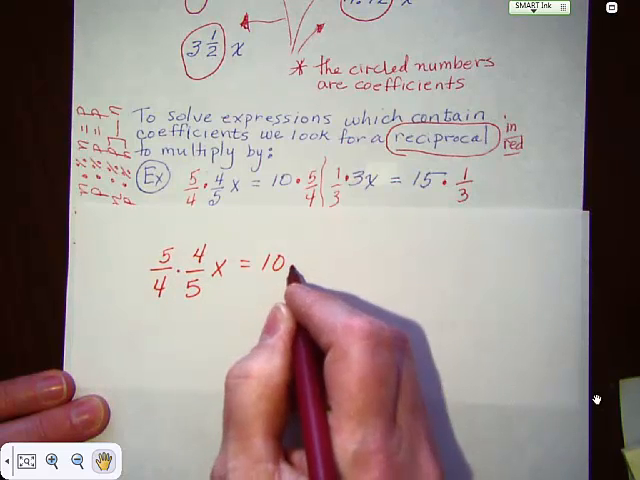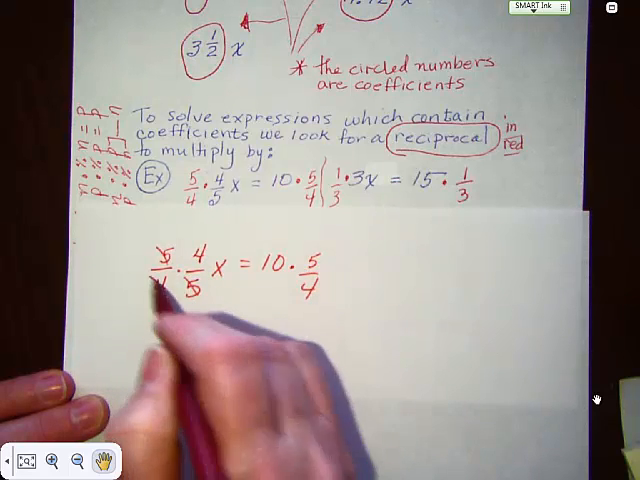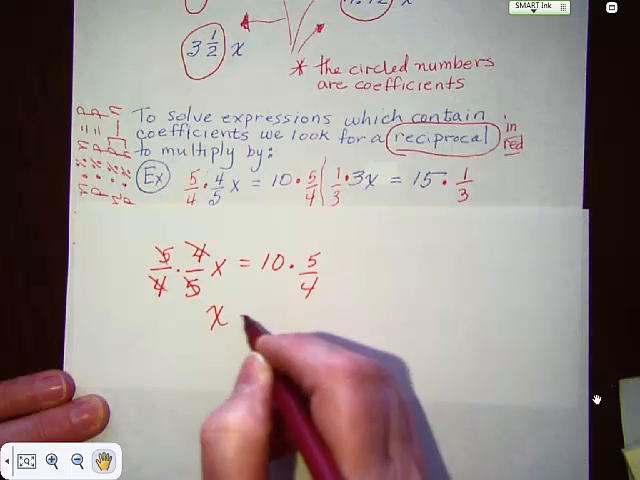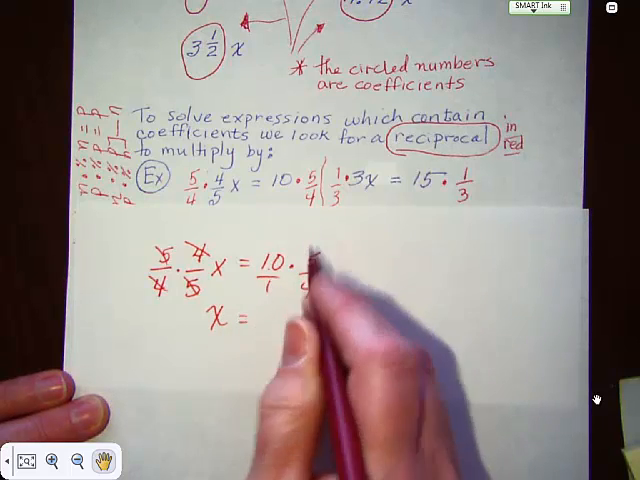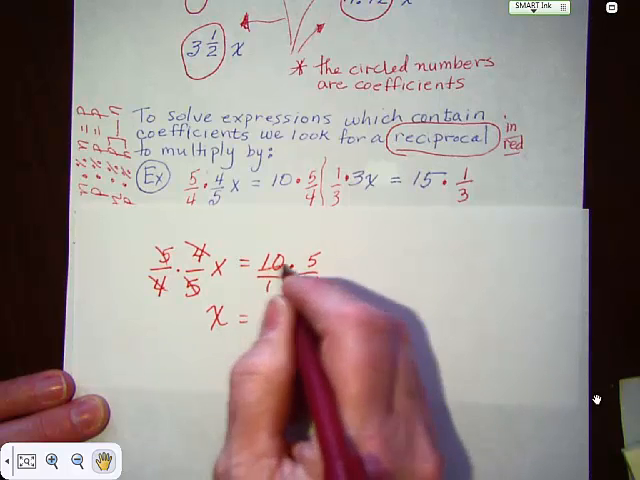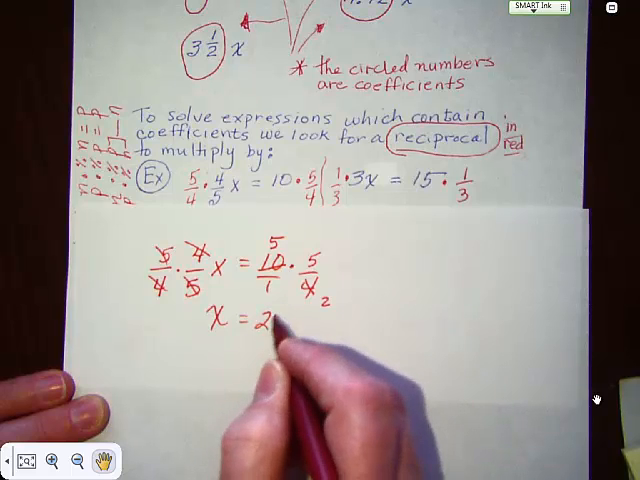And what I do to one side, I would have to do to the other. These cancel out, and you end up with x equals 10 times 5/4, or if you do some cross-reducing, you get a 2 there and a 5 here. 5 times 5 is 25.